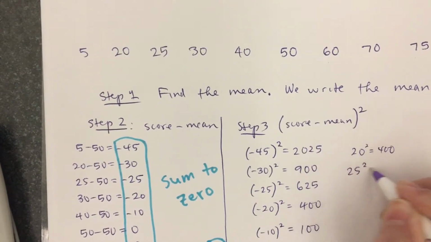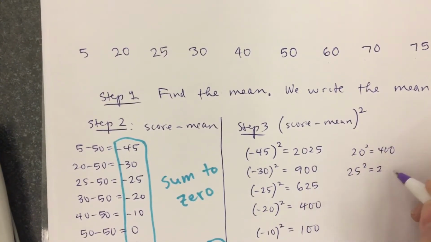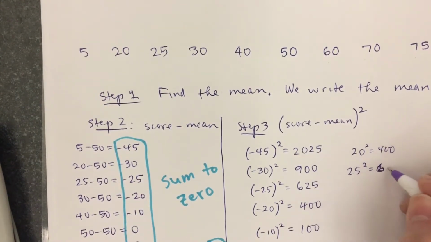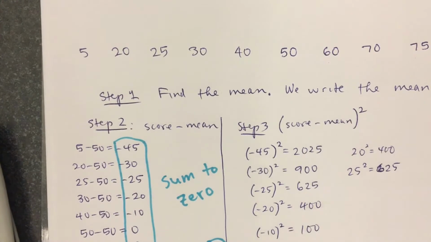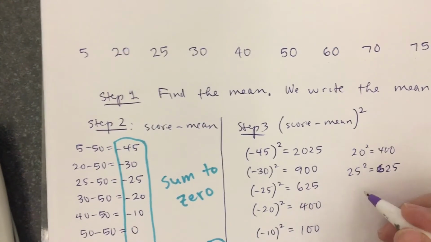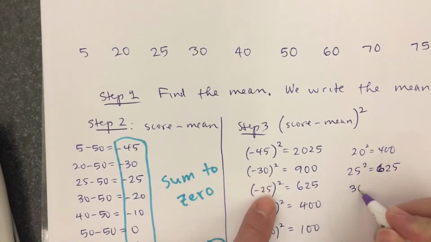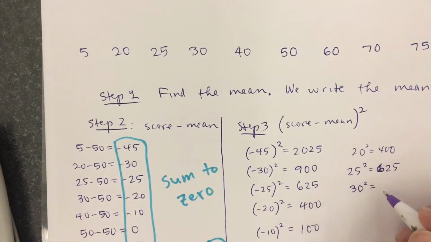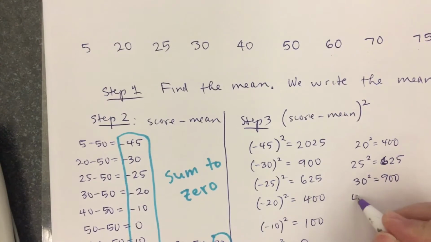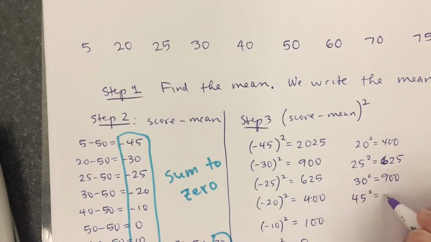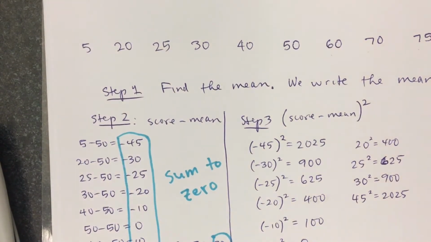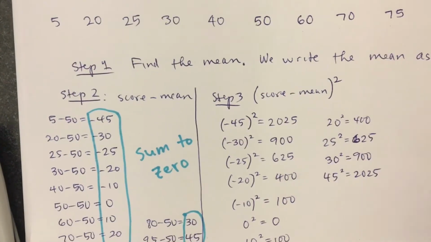25 squared is 625. And then 30 squared, we're right here, 900. And then 45 squared is 2025. So add those up. Go ahead and square all those numbers.